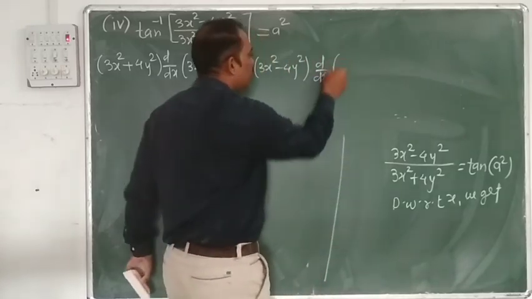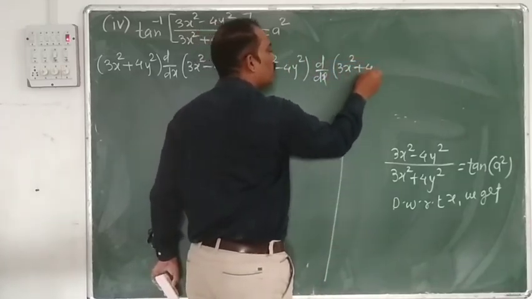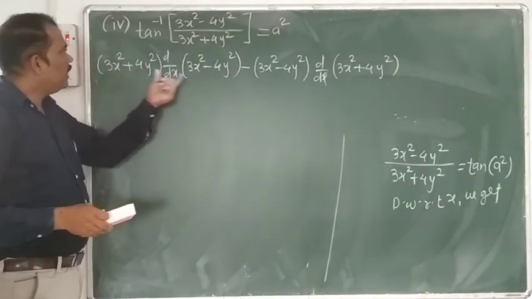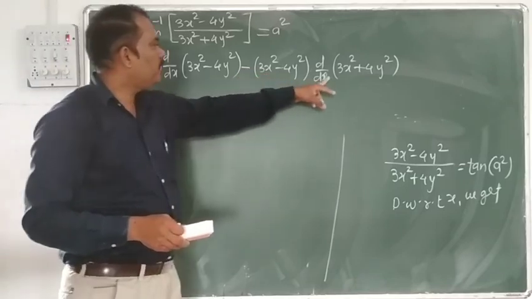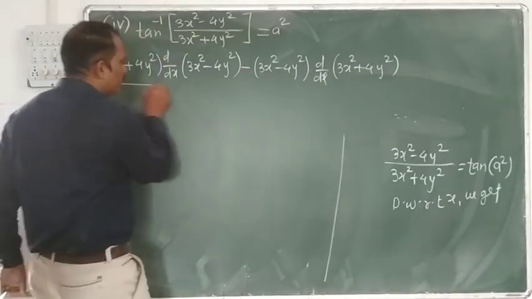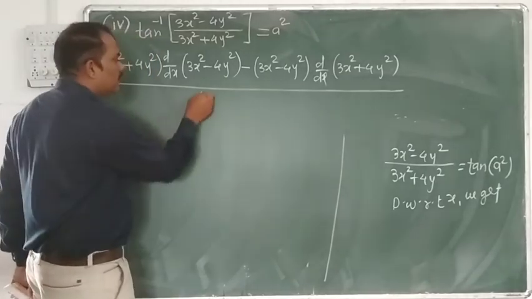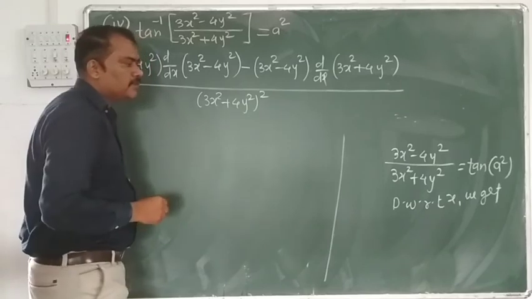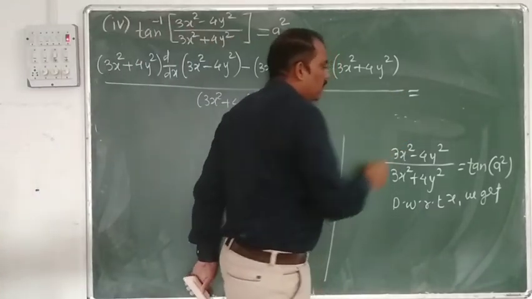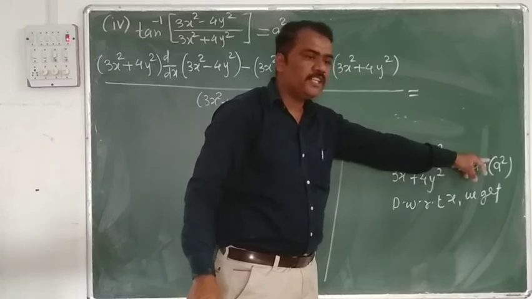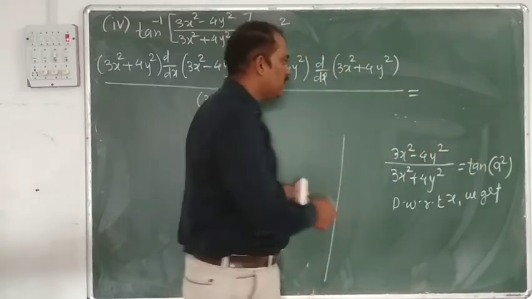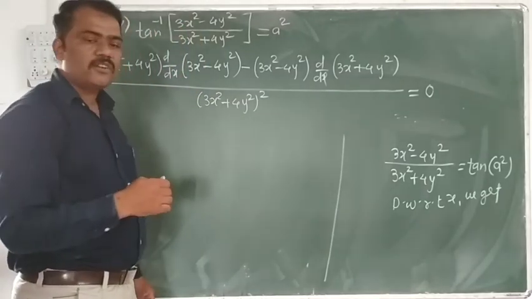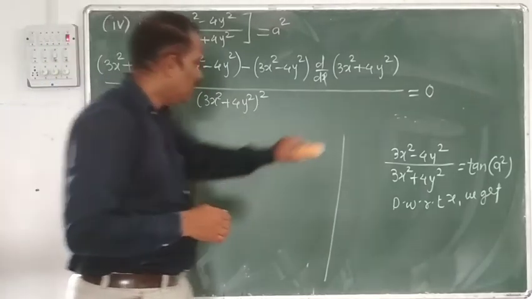d/dx of denominator. What is the denominator? 3x square plus 4y square. Denominator into derivative of numerator minus numerator into derivative of denominator divided by denominator square, that is (3x square plus 4y square) bracket square, is equal to. Now we have to take the derivative of tan of a square. A square is a constant, so tan of a square is also constant, so its derivative is 0. Okay.